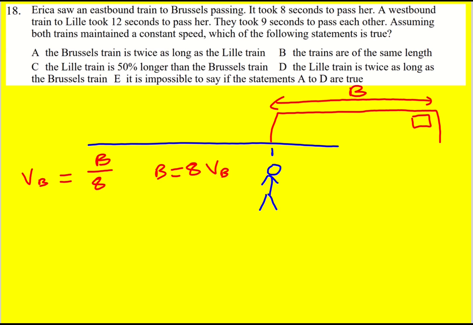The westbound train to Lille took 12 seconds to pass her, so we can do exactly the same thing now. The velocity of the Lille train is going to be the length of the Lille train divided by 12. And then they took 9 seconds to pass each other.